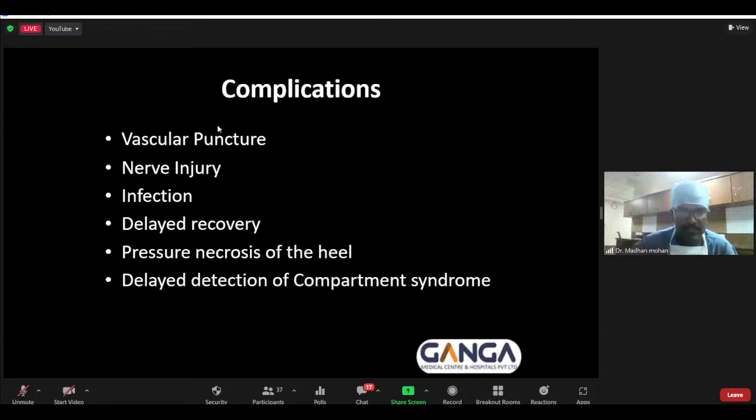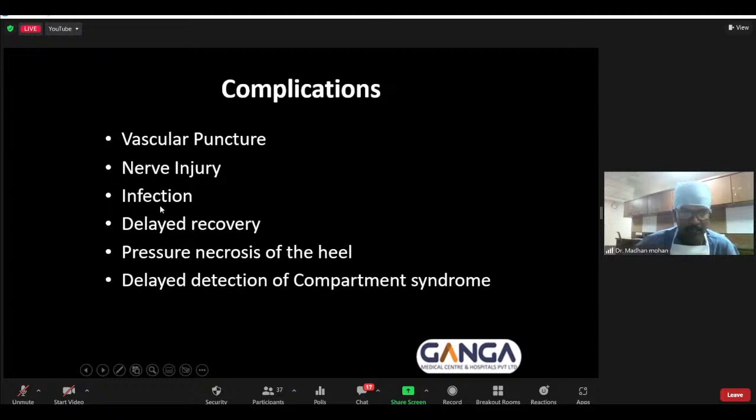Coming on to the complications, in PNS direct, there can be a vascular puncture. So that means your needle is too medial or too deep. So withdraw and redirect accordingly. And then there can be a nerve injury that might be because of the needle, or it can be due to local anesthetic chemical toxicity also.